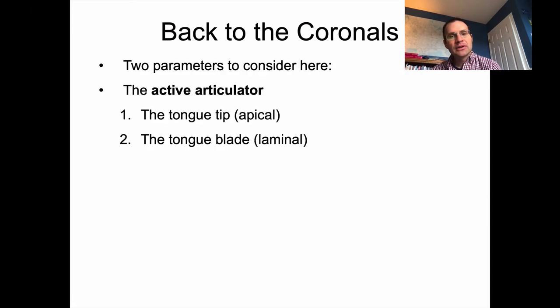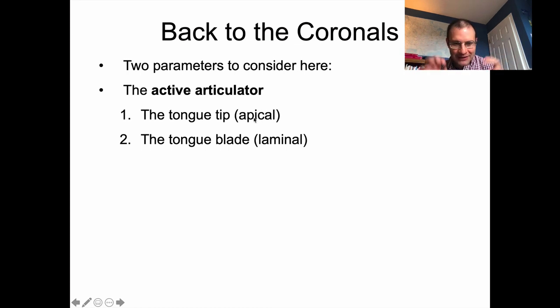Okay, so there are two parameters to consider here. I'll walk you through all the various options, but the first is what's called the active articulator. Remember, this is usually something on the bottom of your vocal tract that you can move around actively. And in this case, we'll consider both the tongue tip and the tongue blade. So the tip is just a little tip of your tongue right there, and the blade is the flat part right behind it.